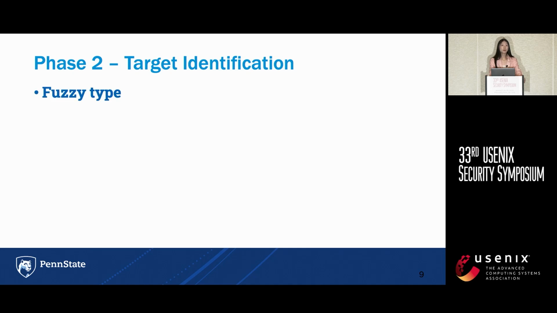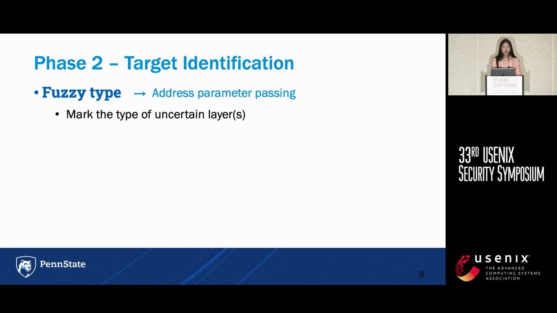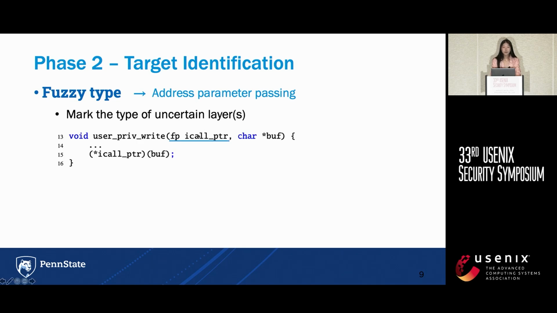In phase 2, we propose a conservative solution called fuzzy type. It is used to address the challenges caused by parameter parsing. Fuzzy type marks the type of uncertain layers. Here, the formal parameter I call PTR has type FP. But we don't know whether this formal parameter has any outer layers that are missed during the process of parameter parsing. So we use fuzzy type to mark the type of the uncertain layers.